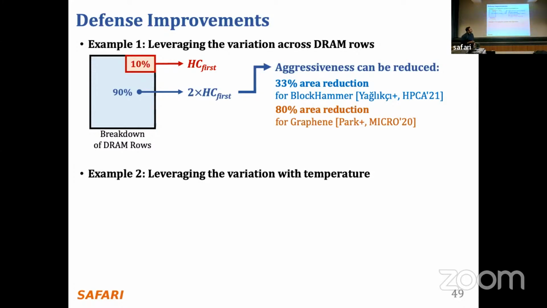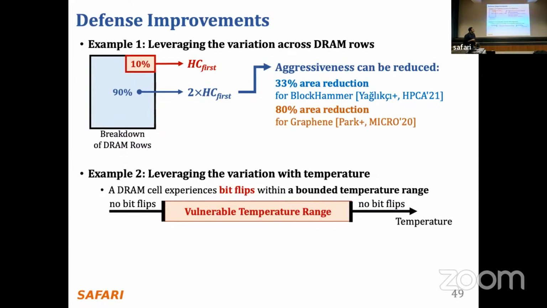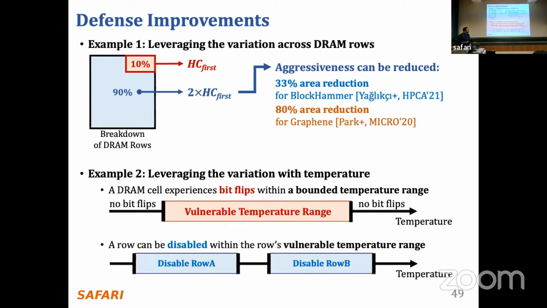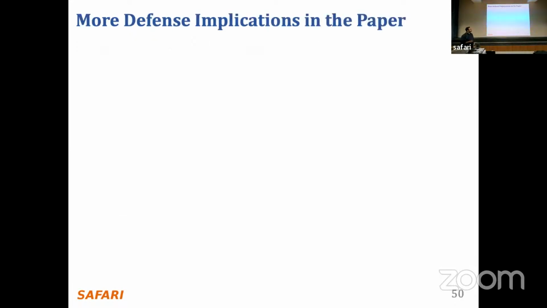Another example is leveraging variation with temperature. Let's say some DRAM cells experience bit flips at a bounded vulnerable temperature range. You measure your temperature using the temperature sensor in your system, and let's say you're at this location, at V here. Let's say you have row A and row B that show different vulnerable temperature ranges. Then you can disable row A and row B at their vulnerable temperature ranges. You can use row A here instead of row B, and here row B instead of row A, so that you can reduce your RowHammer vulnerability at a high level.